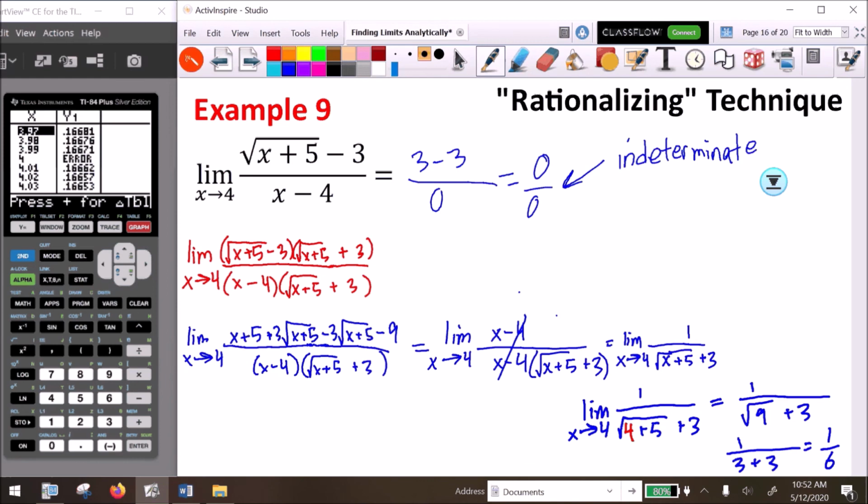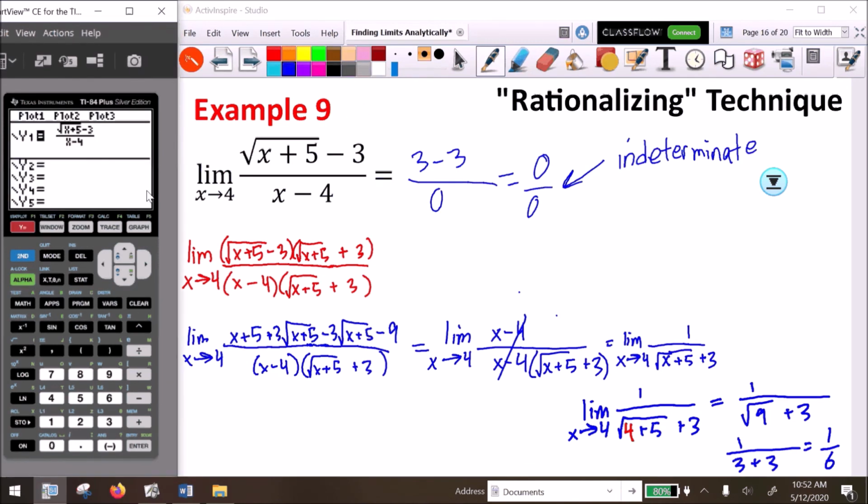All right. So just to verify that, here on my calculator screen I typed in my function, and I go to my table, and I find the limit by looking as x approaches 4 from both the left side and the right side. As we approach from the left side, you can see it's getting close to 0.166, 1667. We're getting closer and closer to 0.16 repeating. And 0.16 repeating is equal to 1/6.